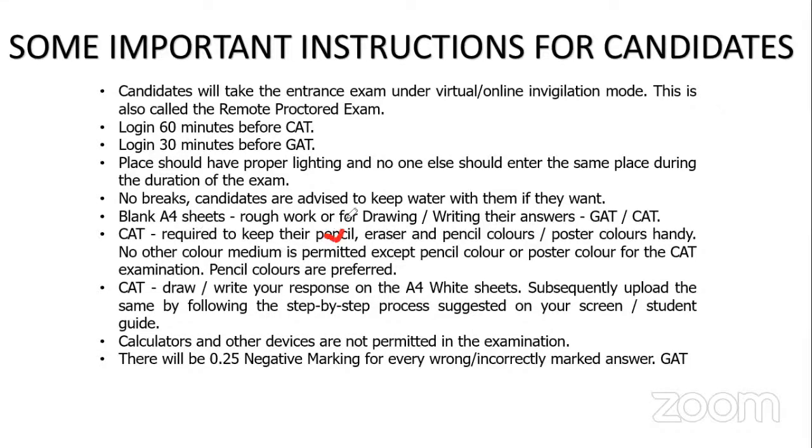You will also need to have a pencil for the CAT exam. You will need a pencil, eraser, and colors. For colors, they are permitting you to use either pencil colors or poster colors. These are the only two types of colors that you are permitted to use, and they are preferring pencil colors. So please ensure that you are sticking to that.